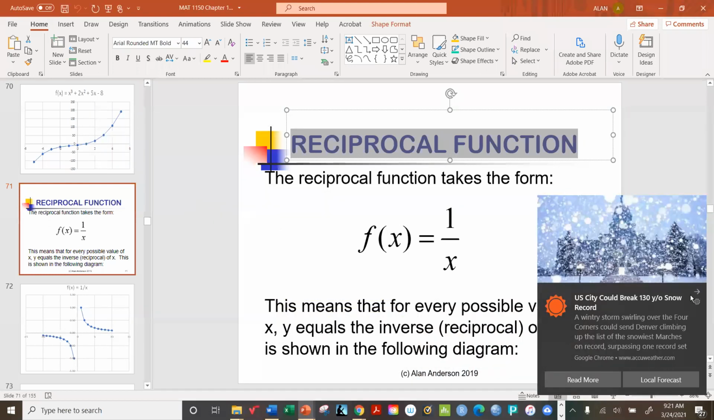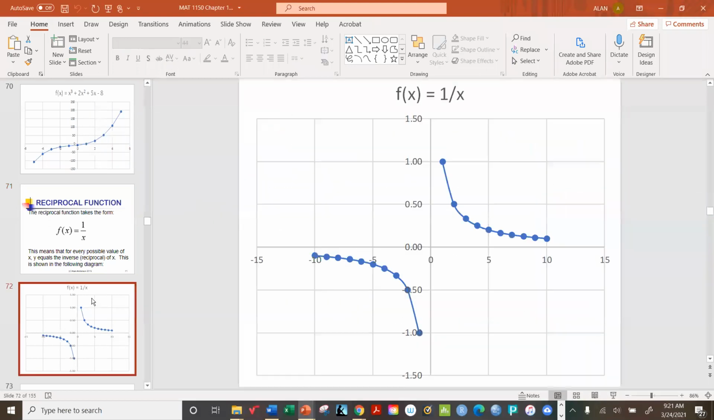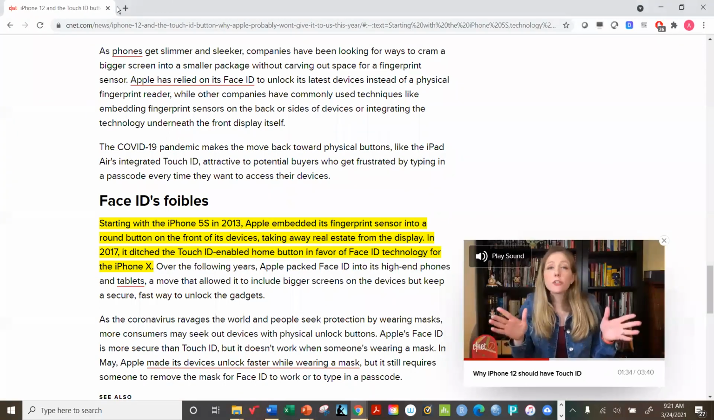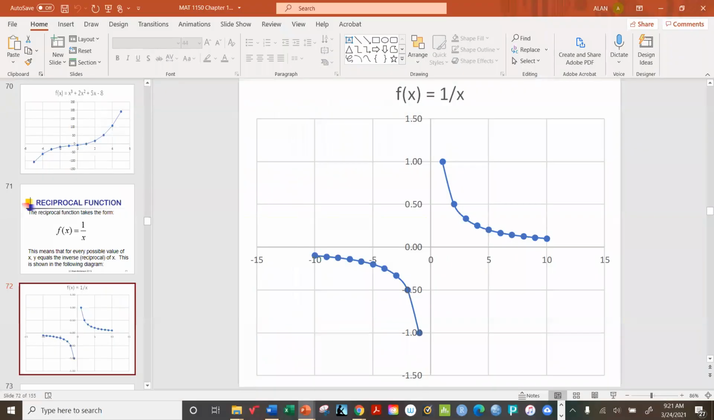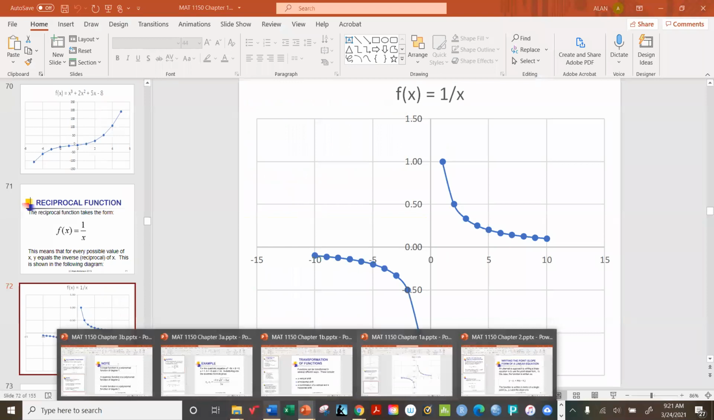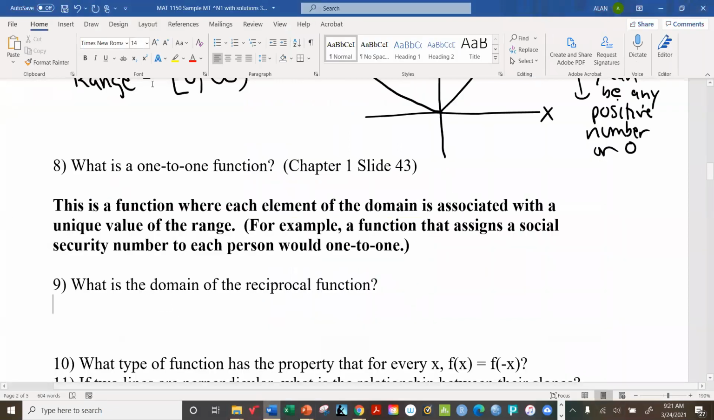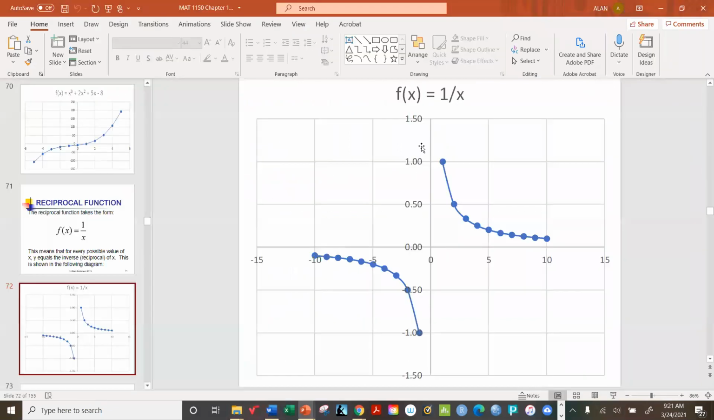So here's the reciprocal function. Let's take a look at the picture. Now, based on this, you can tell, I guess, we wanted to know the domain. The range is actually all the real numbers, but you can see the domain is different.